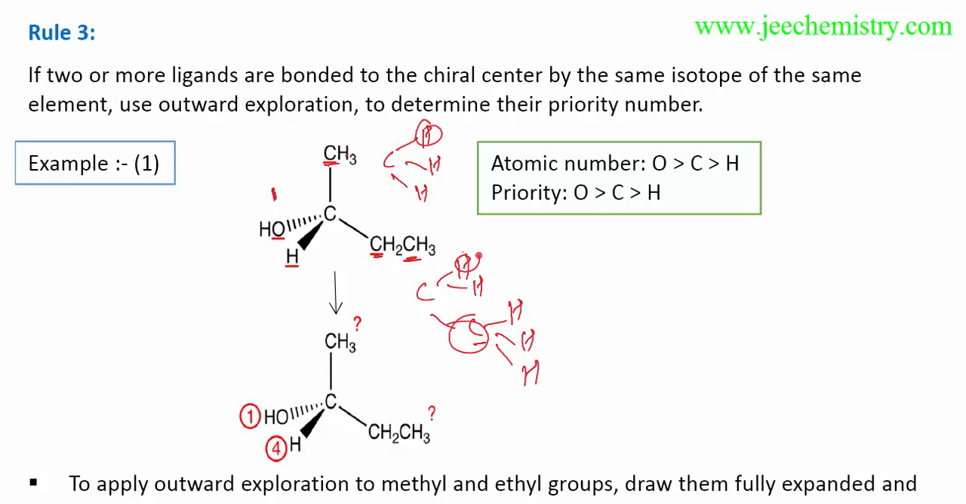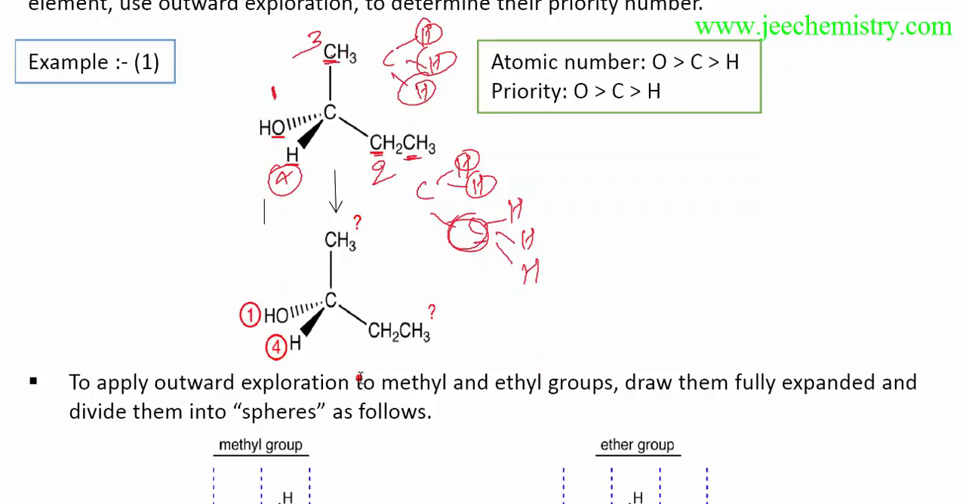First hydrogen is identical, second hydrogen is identical, third, here is a third carbon, so carbon has a higher atomic number than hydrogen. That's why we have to consider the carbon a higher priority. This carbon is given 2, this carbon is given 2. Now this first carbon atom is carbon, here first is hydrogen, so it is given number 3, and this is given number 4. Similarly, I have shown it here.